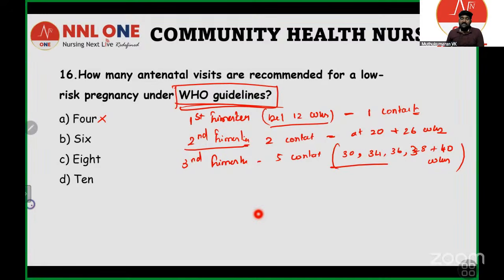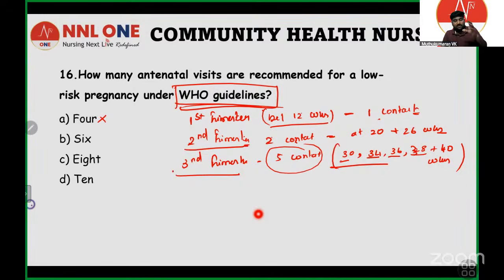This is important that you should know. In the third trimester, we will be having 5 contacts. That is, first trimester, before 12 weeks, 1 contact; second trimester, 2 contacts; and third trimester will be having 3 contacts. That is 30, 34, 36, 38, and 40 weeks. Is it clear now?